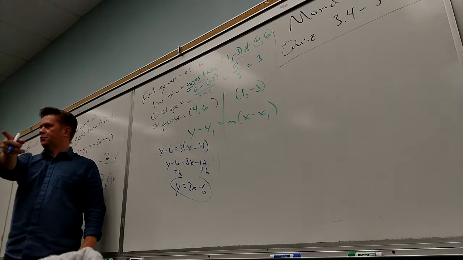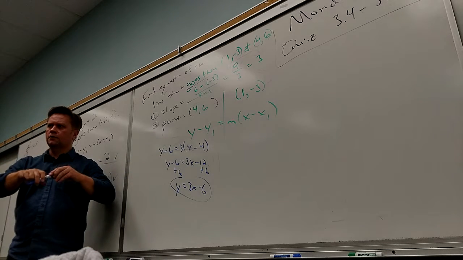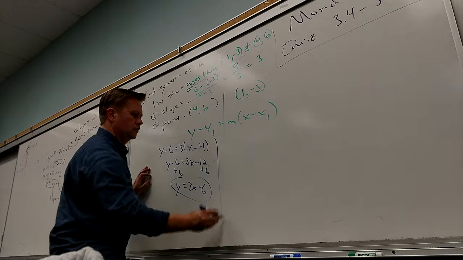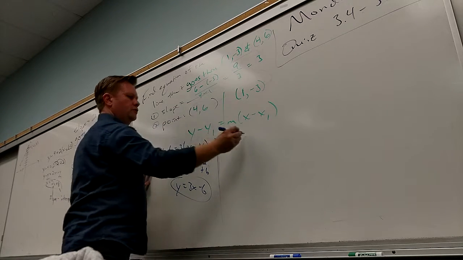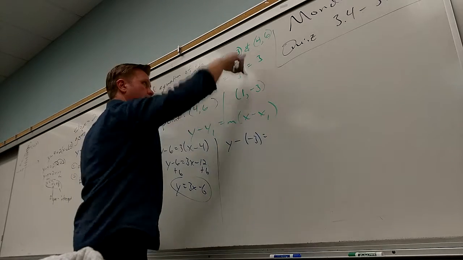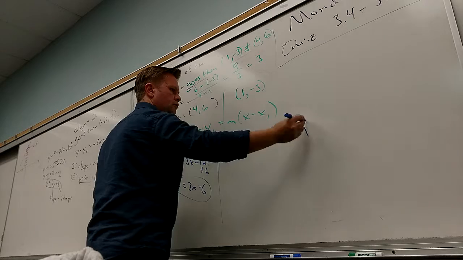Now obviously that's also what you guys should have gotten. It just didn't look like that till the end. So on this side, we would have put y minus negative 3 equals 3x minus 1.